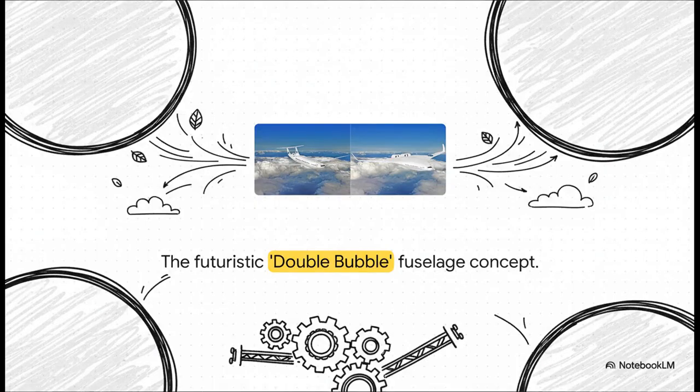Well, this could be one glimpse of that future. It's a concept called the double bubble fuselage, which could offer massive fuel savings. From those first clunky truss frames to these futuristic composite designs, the story of the airplane has always been about pushing the boundaries. And it's a powerful reminder that this evolution is far from over. The next generation of flight is already taking shape on drawing boards as we speak.